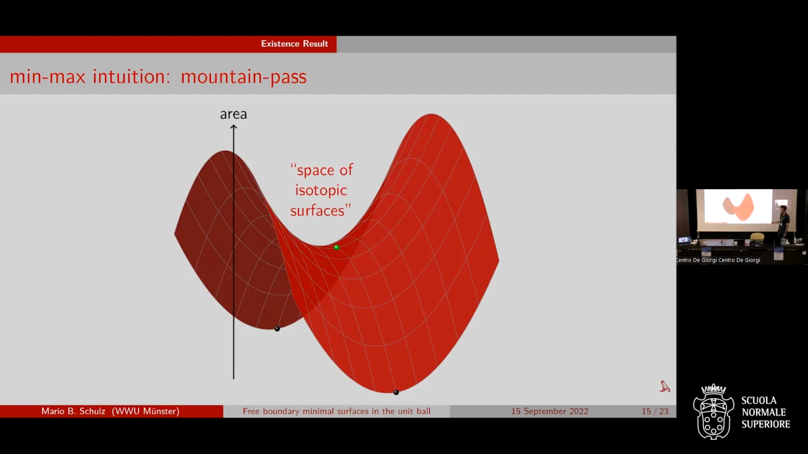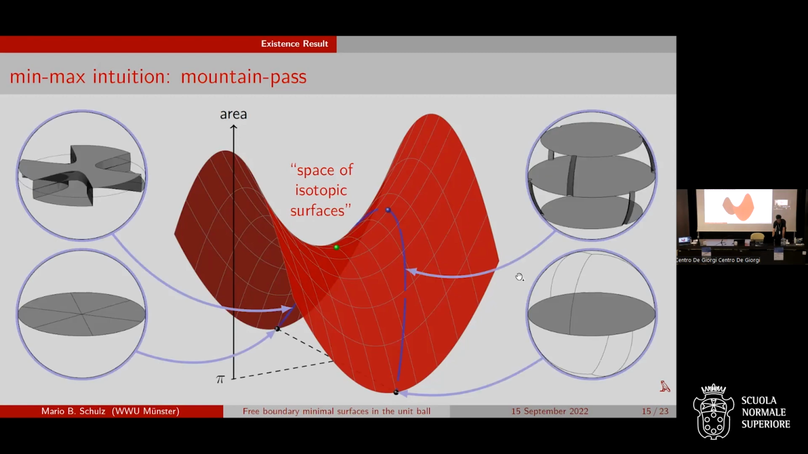Minimization is not an option. Minimization will lead to either 0 or, at best, I don't know, the flat disk or something, right? But we have just defined a sweep out somehow from one flat disk to another flat disk, right? And in between, we have lots of surfaces which are all isotopic to the ones we want. So our sweep out is somehow a path in this space of isotopic surfaces, right?